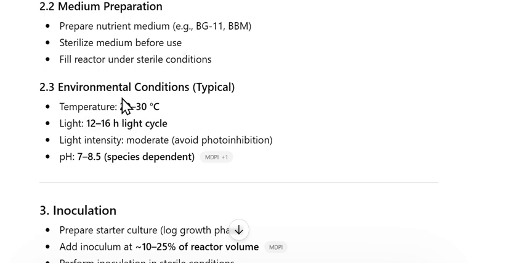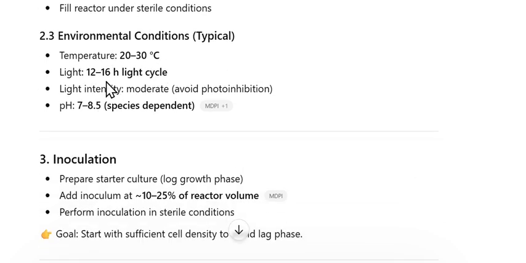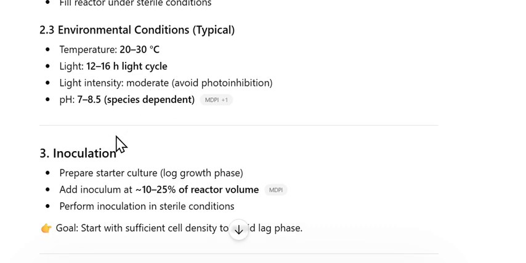Likewise, maintain efficient temperature conditions, and adjust the photoperiod, like 12 to 16 hour light cycles, and the light intensity to avoid photoinhibition, with a pH of 7 to 8.5, which depends upon the species for the adjustment.